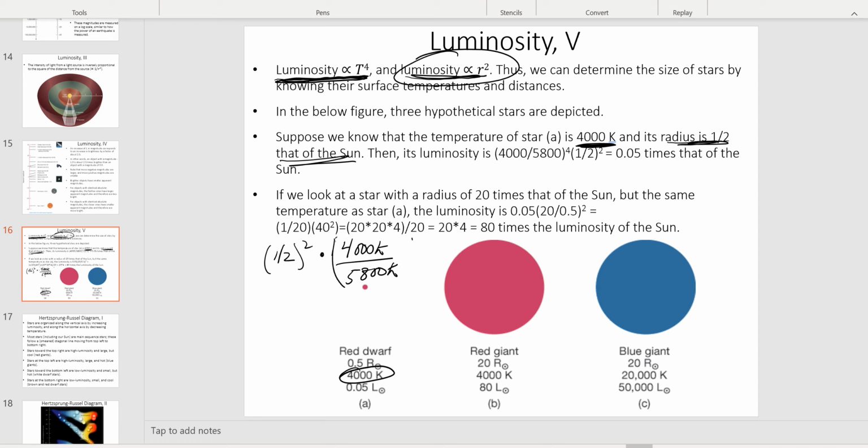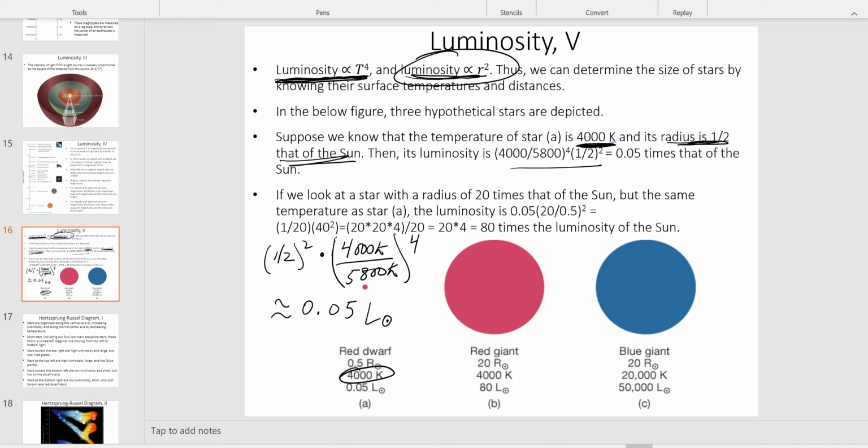So it's 4,000 Kelvin compared to 5,800 Kelvin for the sun. And if you multiply these numbers together, that gives you about 0.05. Right, so that's how we compute the luminosity of this tiny star in comparison to that of the sun. This would be 0.05 in units of solar luminosity. So in other words, this star is 1/20th as bright as the sun.